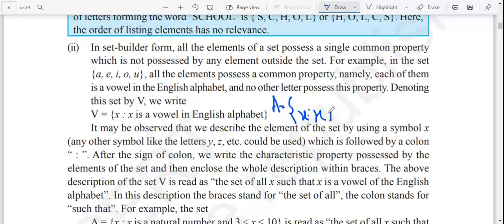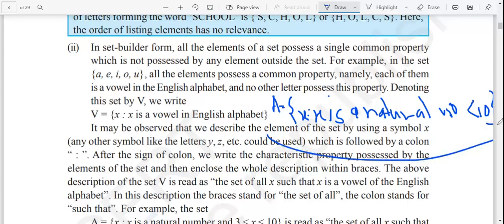It is a set of natural numbers less than 10. So we write it as x is a natural number less than 10. So we conclude it like this. So this is a set builder form. You'll be asked about these two set builder forms only. So keep this in mind.